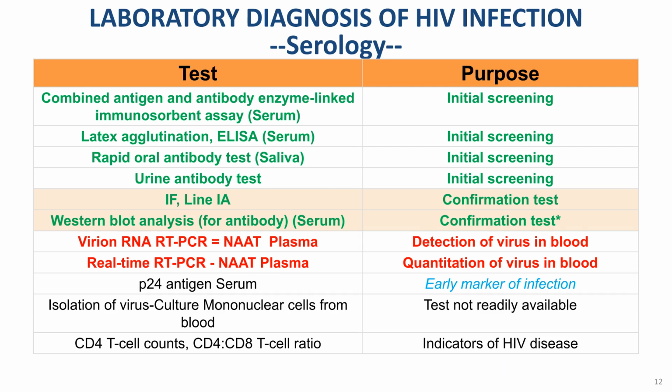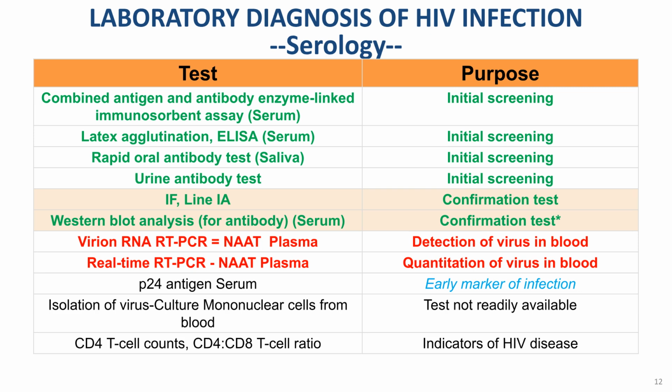The P24 antigen test serves as an early marker of infection. It can be positive before antibodies develop, during that window period we discussed. However, P24 levels drop once antibodies appear, so it's mainly useful for early detection. Viral culture and isolation from mononuclear cells in blood is possible, but not readily available in most clinical laboratories. It's primarily a research tool rather than a routine diagnostic test.